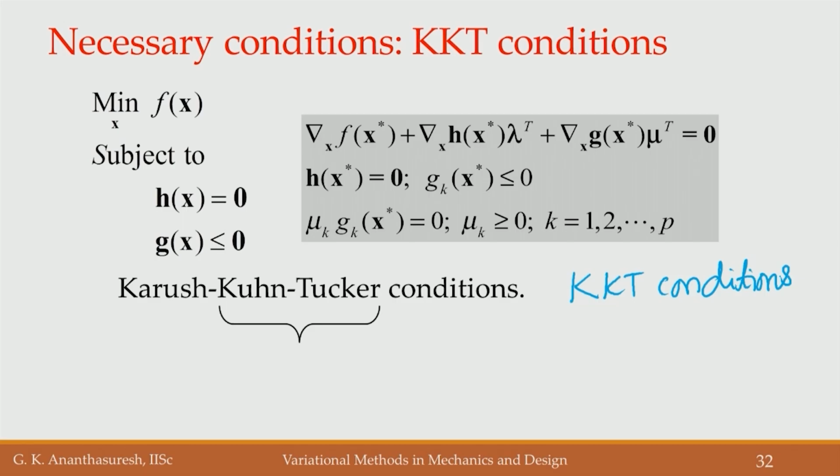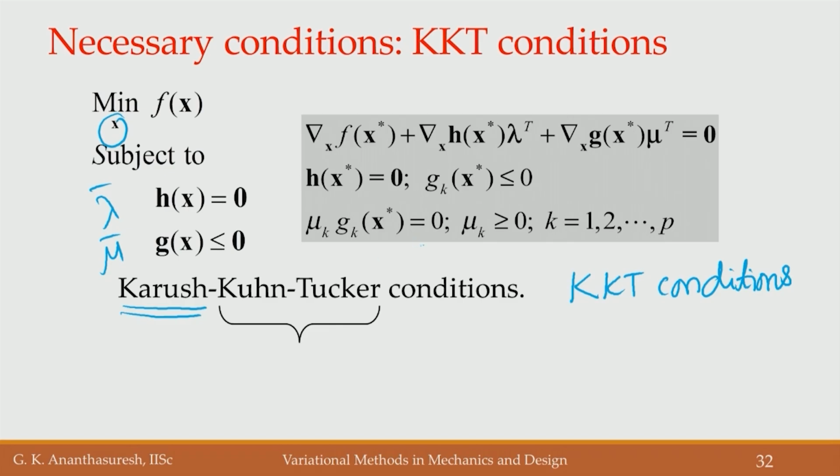Okay. KKT stands for Karush-Kuhn-Tucker conditions, three people. Sometimes people use only KT conditions, but that is not right, because Karush had proved these conditions at least a couple of decades before Kuhn and Tucker derived them. They are called KKT conditions, and we have enough equations and enough variables to solve for the variables, that is x and this lambda and then the mu.